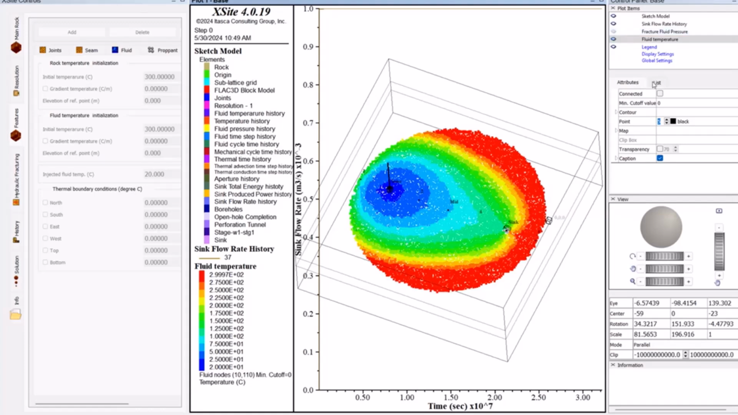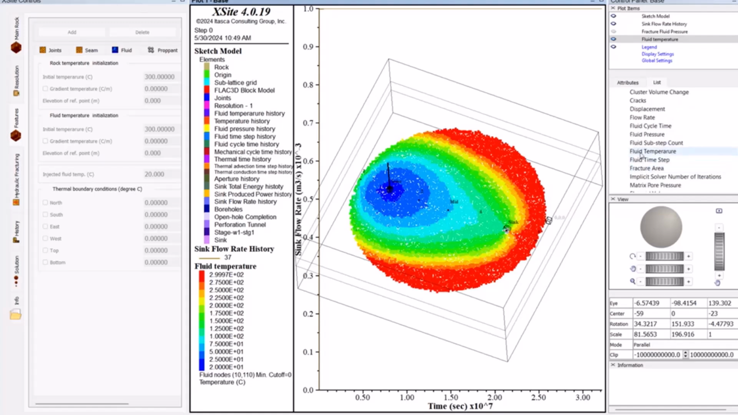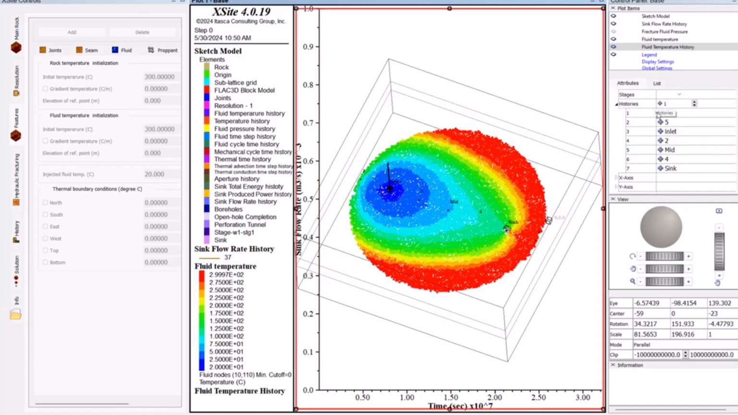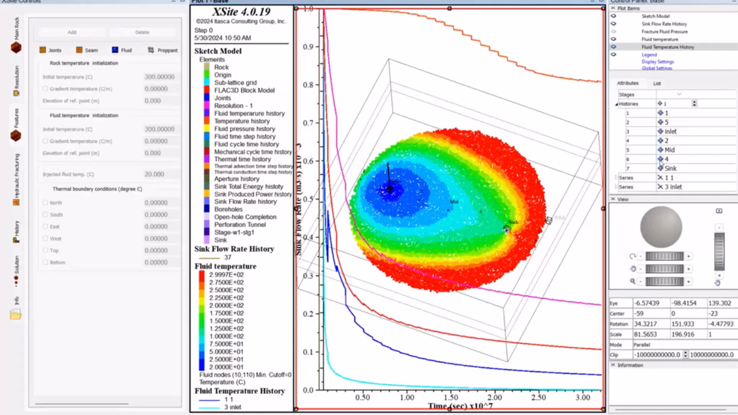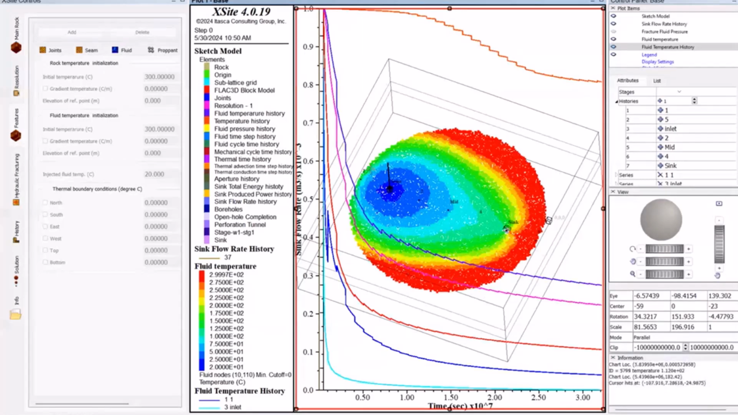So this is history of point one, then we go at the inlet. You see the inlet temperature drops much faster. So these are then temperatures towards the sink. So this is roughly the temperature which is produced at the sink. Okay, so this is what's happening in the fluid.